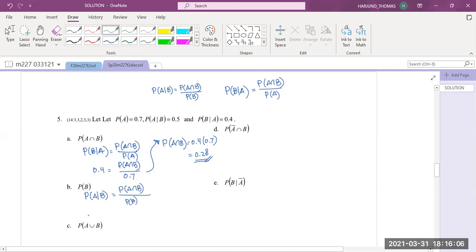Okay, A given B is 0.5. It's 0.28 over probability of B. So 0.5 times probability of B, I multiply both sides by probability of B, I get 0.28. So probability of B is 0.28 over 0.5. That is 0.56.